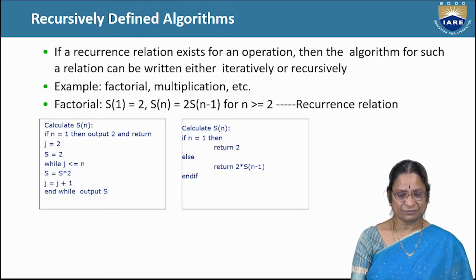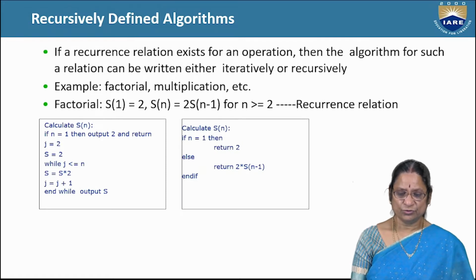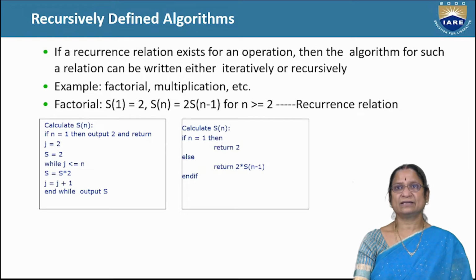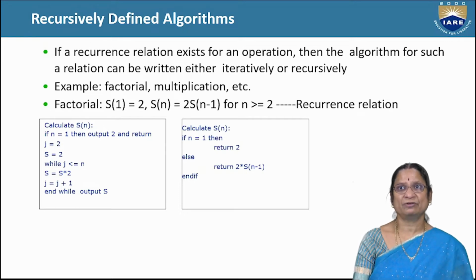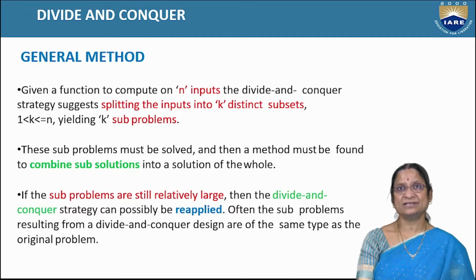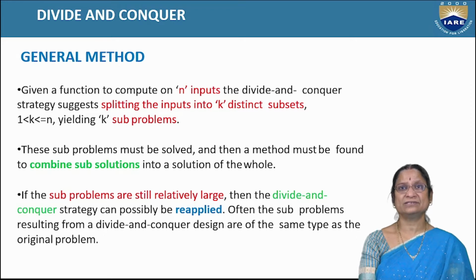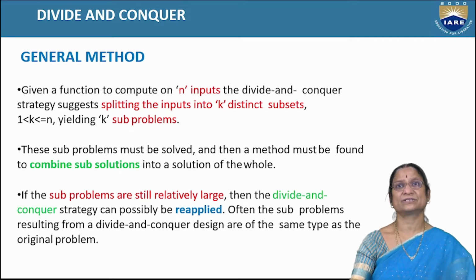So this example is given: s of 1 is equal to 2 and s of n is equal to 2 into s of n minus 1, which we considered to calculate the 2 power process. Right? So we started our technique. One of the strategies is divide and conquer. Why did we move to recursion? Because while solving such algorithms following these strategies, we need a recursive process actually. So that's why we discussed recursion now.